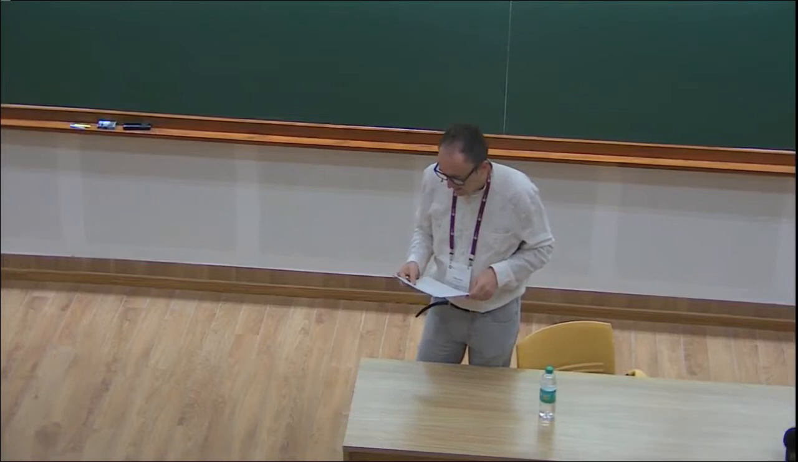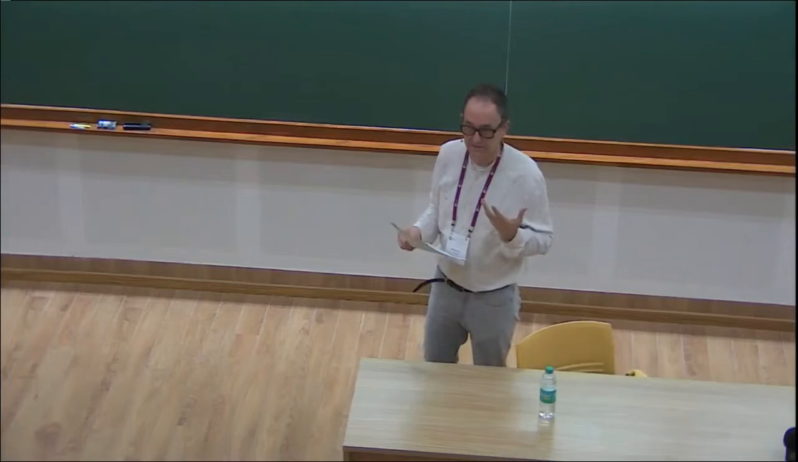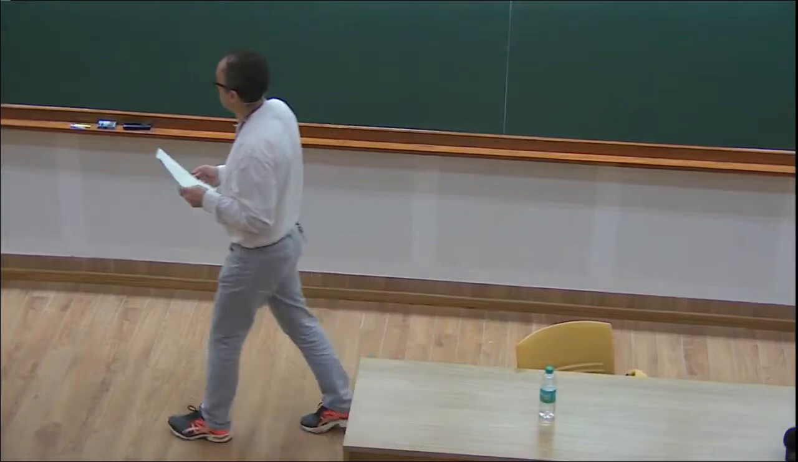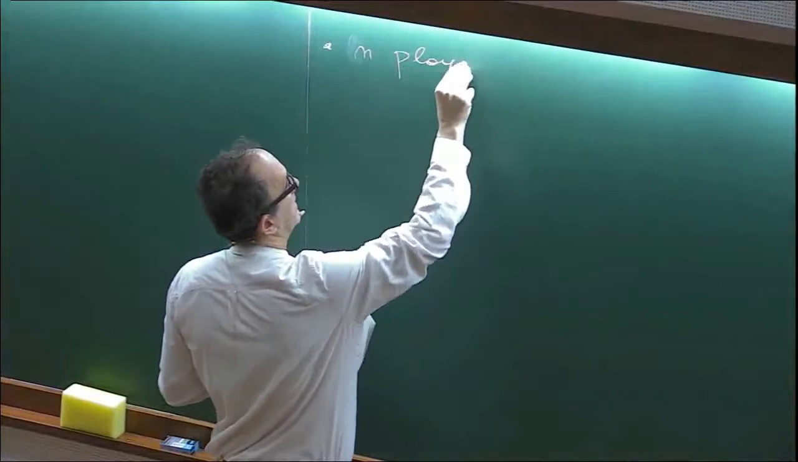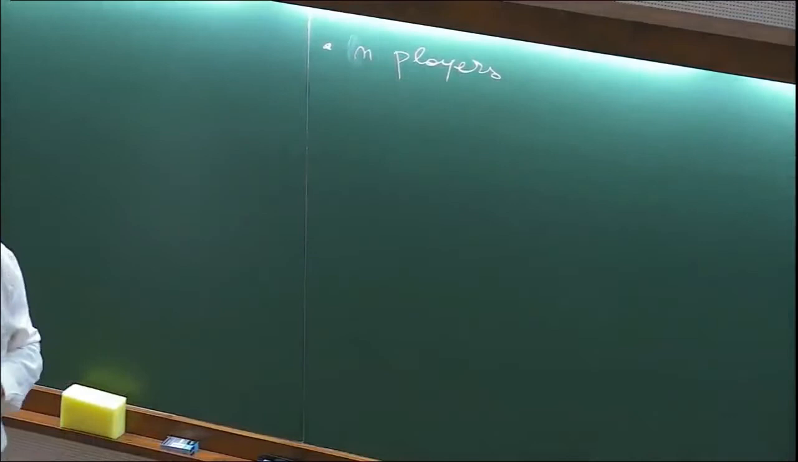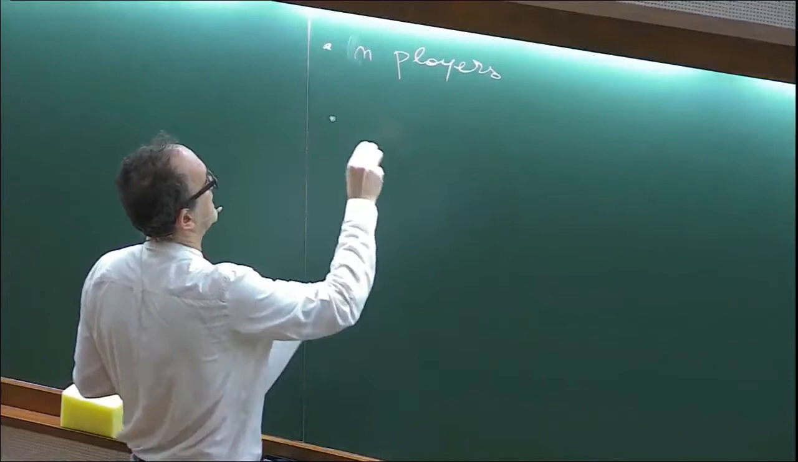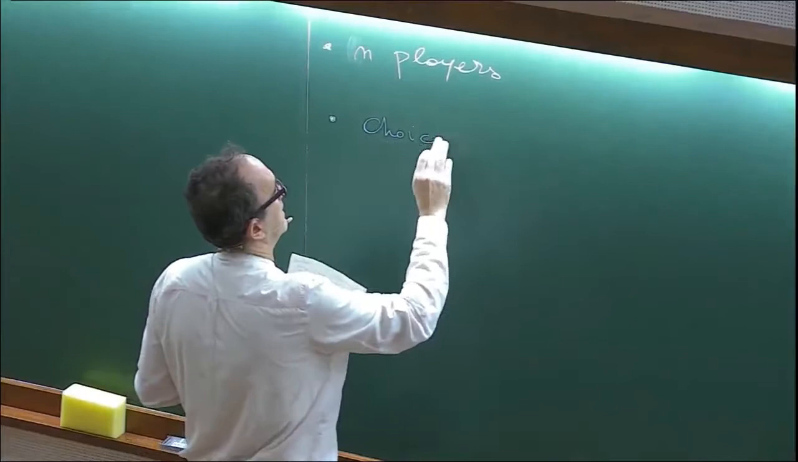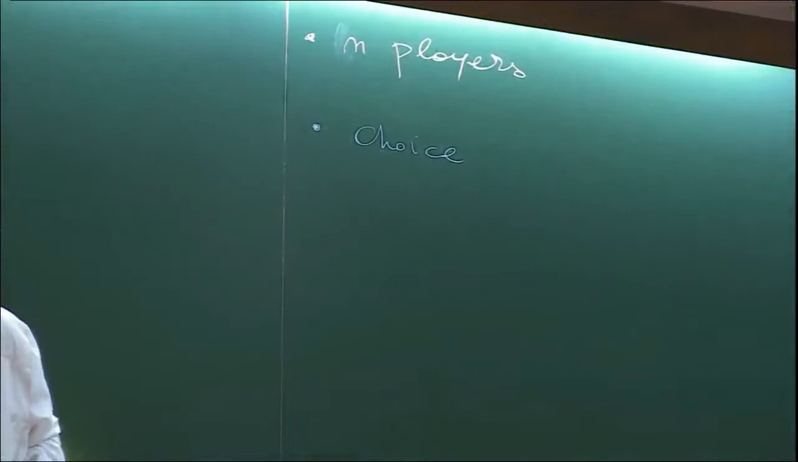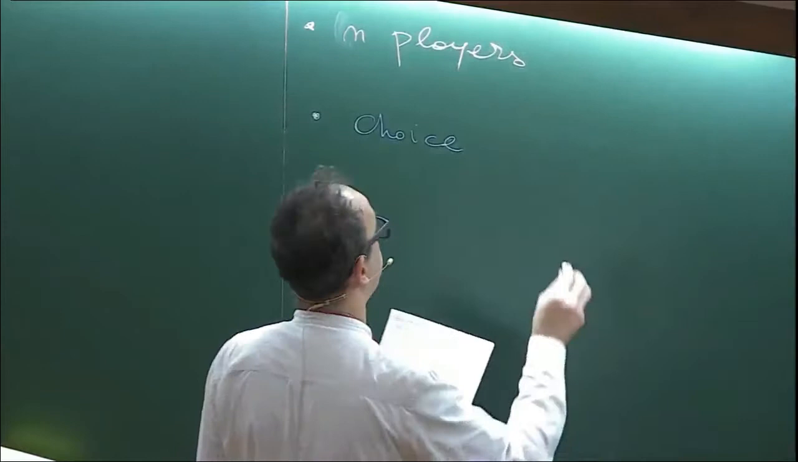So the next thing is how do we formalize this game? In the end, the elements that we have are players, say n players. Each of these players is a rational agent, and so each of these guys has a choice problem that he faces. Okay, he has to decide about a certain number of alternatives, and we call these alternatives the strategies.